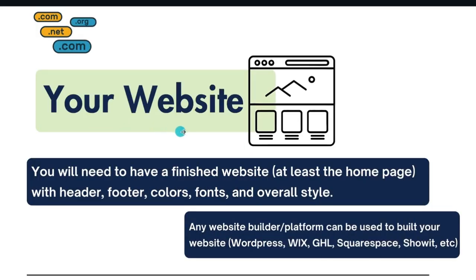Your website, like I said, the homepage needs to be finished. You need to own a domain. You will need to have a finished website or at least a homepage with header, footer, colors, fonts, and overall style. Remember, whatever style or design you have on the homepage is what we will match to the rest of the IDX Broker pages. Any website builder or platform can be used to build your website. It can be on WordPress, Wix, GoHighLevel, Squarespace, Showit, any platform you prefer.